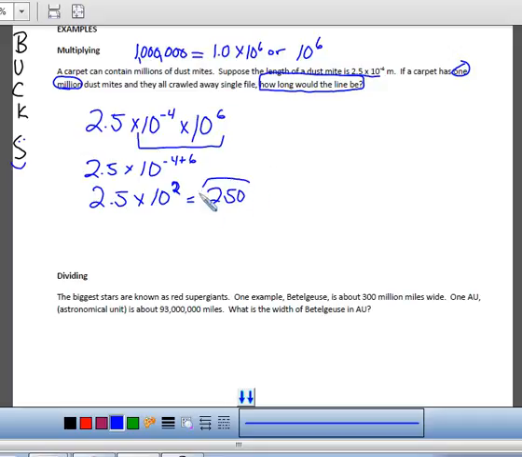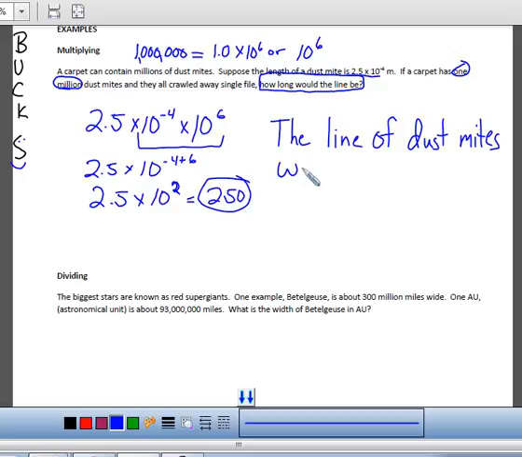So, the final answer is going to be in a complete sentence. How long would the line be? The line of dust mites would be 250, and notice your units, meters long. That's if you had 1,000,000 dust mites.